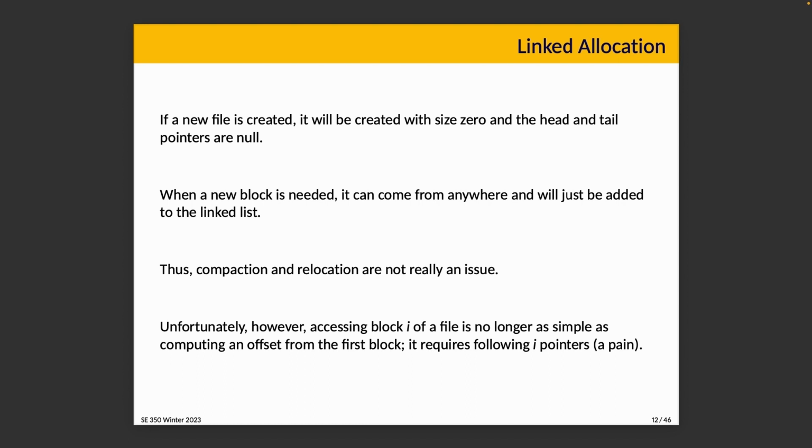Unfortunately, though, the problem that we have now is that accessing an arbitrary block I of a file is not as simple as just computing an offset and going there. Now instead we might have to follow some pointers. If it's in block 10, we might have to follow 10 pointers, including the one to the start of the file, to get there. And that's kind of unpleasant for random access. Right, for sequential access, we were going to iterate over the whole file anyway, so it doesn't really change anything. But for random access to a file, this is not nice, because it requires us to follow a lot of pointers and do a lot of disk reads.